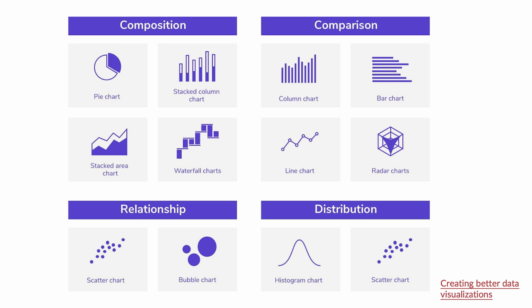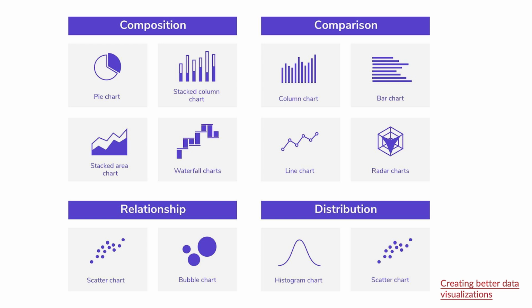Those are different visuals than you would use for composition, right? So a column chart, a bar chart, a line chart, a radar chart, those are all for comparison. And then we have our relationship and distribution ones, which are more about two pieces interacting with each other. A scatter plot and a bubble chart, which is a scatter plot with one more piece of information. These are ways that you can show that relationship.